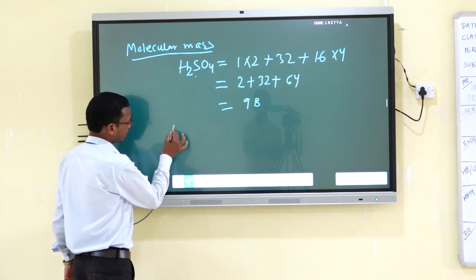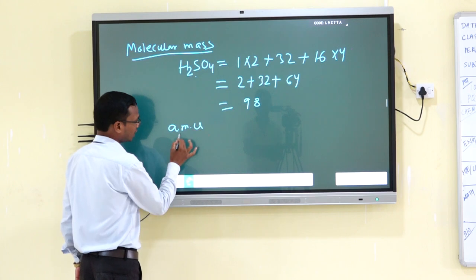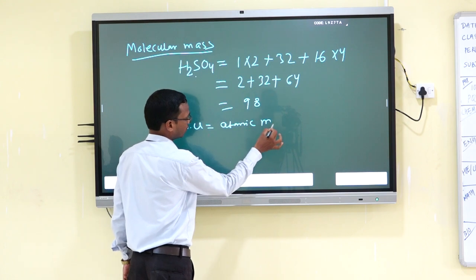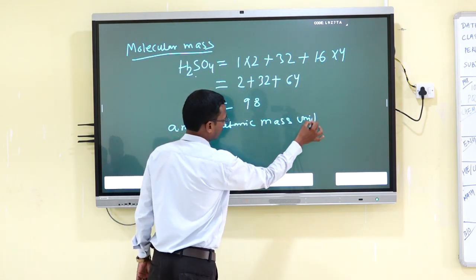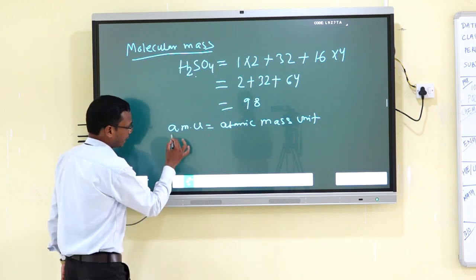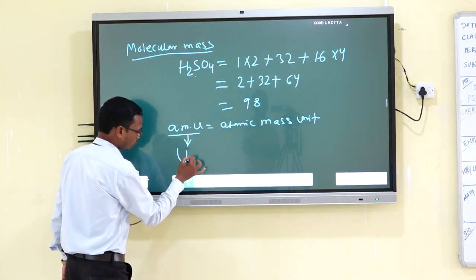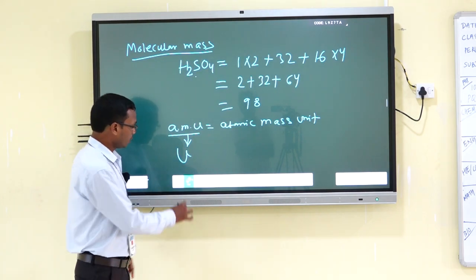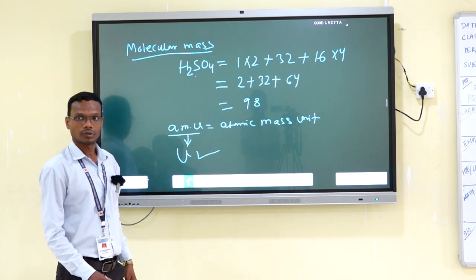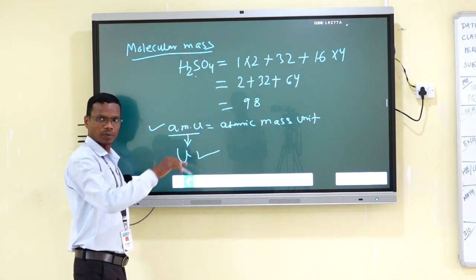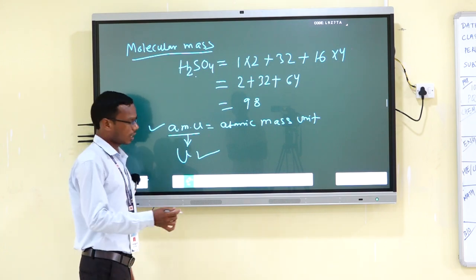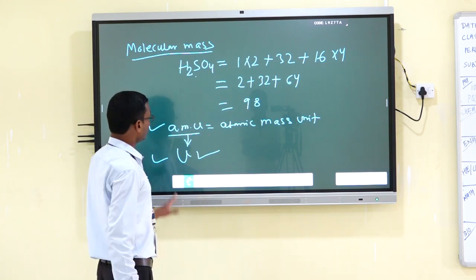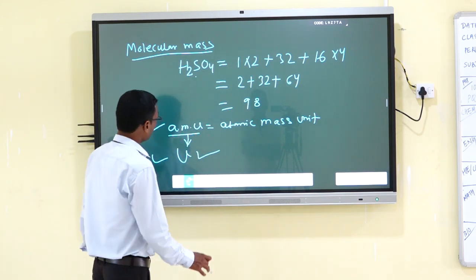For mass, in early study, scientists used AMU, that is atomic mass unit. But nowadays, recently, it is replaced by u, that is unified mass. So, whenever you have to calculate mass, you write just u. The AMU was used before some years. Now you have to use u only. Okay? Any doubt in this molecular mass? No.